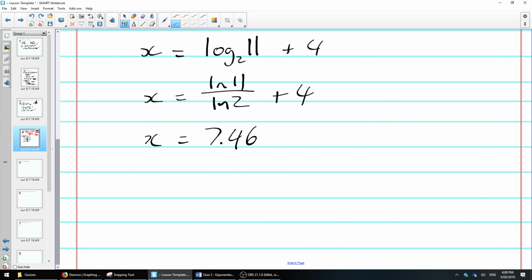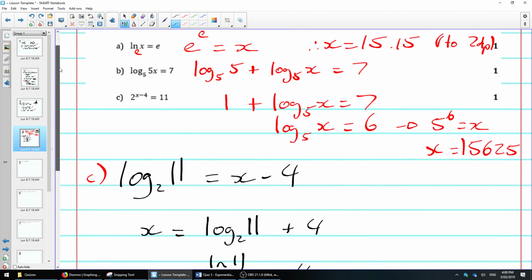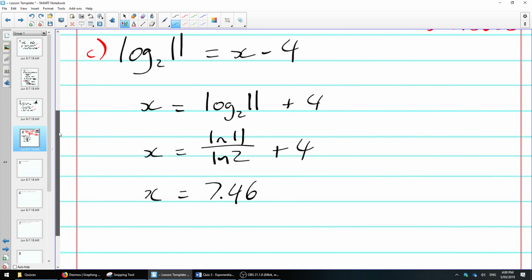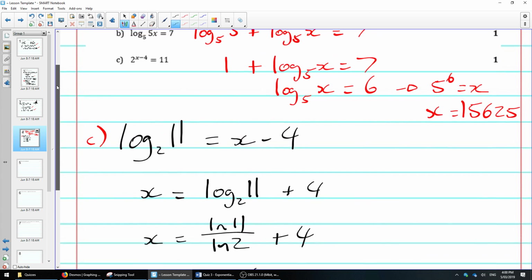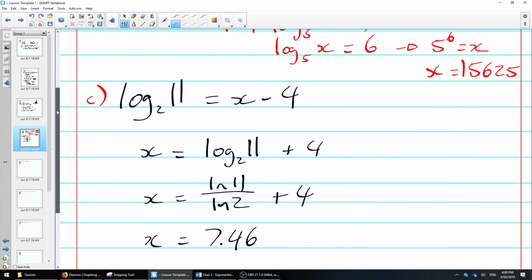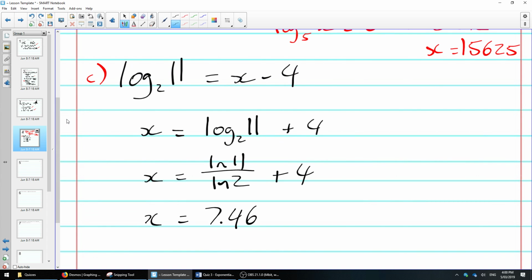So this question was all about knowing how to change between exponential form and logarithmic form, moving things around, all that kind of stuff. It also has a few identities in there, like knowing that log base 5 of 5 is 1, or log base anything of that same number is 1. Any questions on that before I move on?